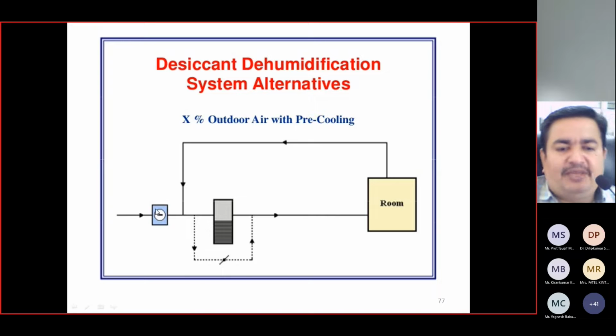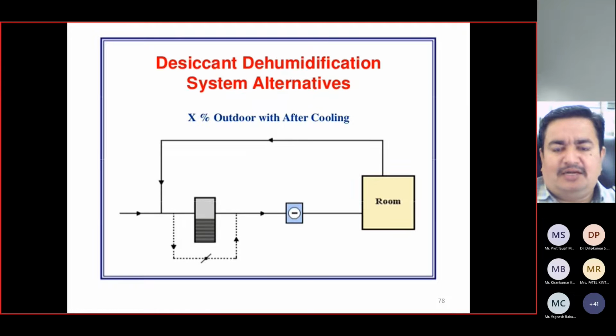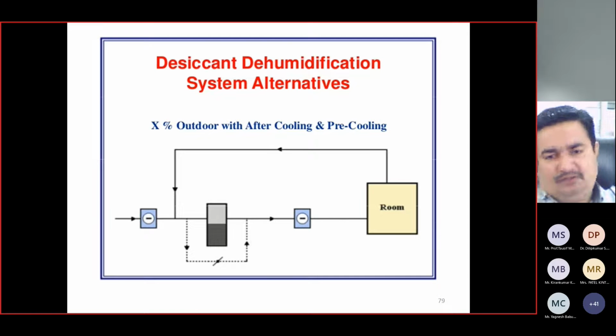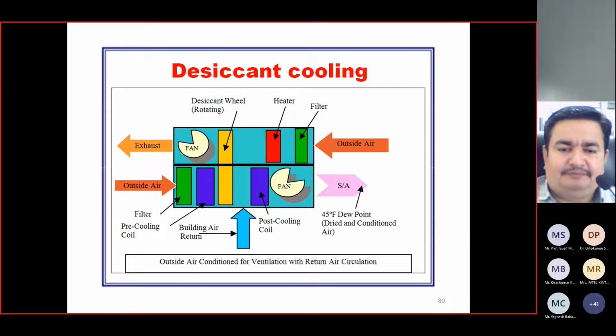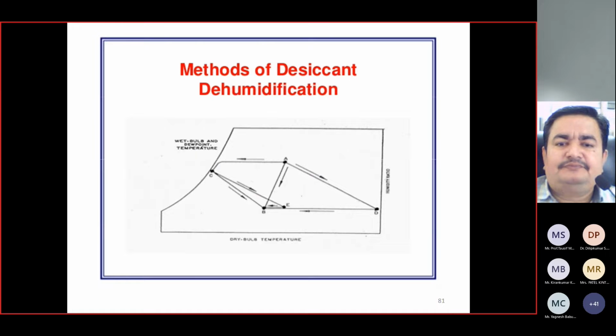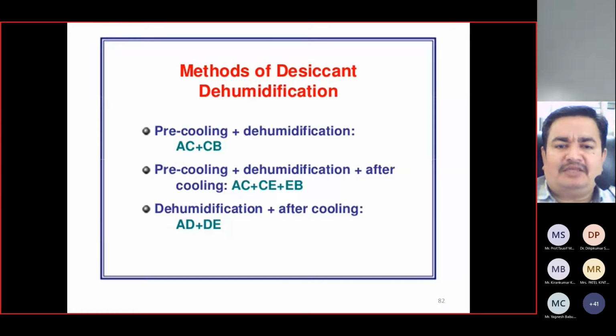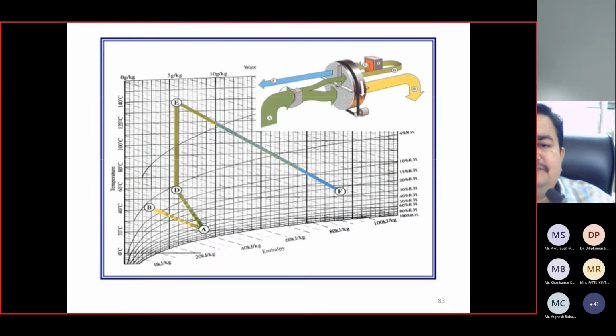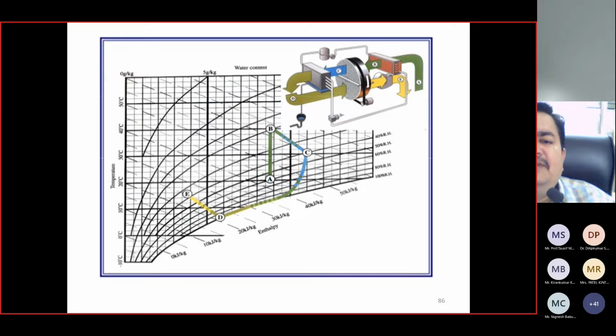Sometimes you may use pre-cooling to control the temperature prior to dehumidification, to control the rate of dehumidification. Sometimes you may use an after-cooler. Sometimes you may use both pre-cooling and after-cooling according to the need and requirement of the ambient. This shows different methods of dehumidification: pre-cooling and dehumidification, dehumidification and after-cooling, and pre-cooling, dehumidification and after-cooling. That can be shown here in this graph.